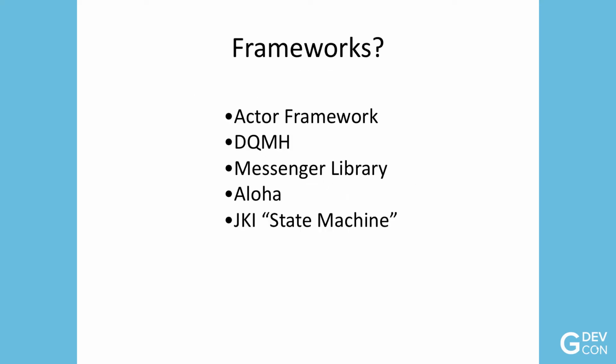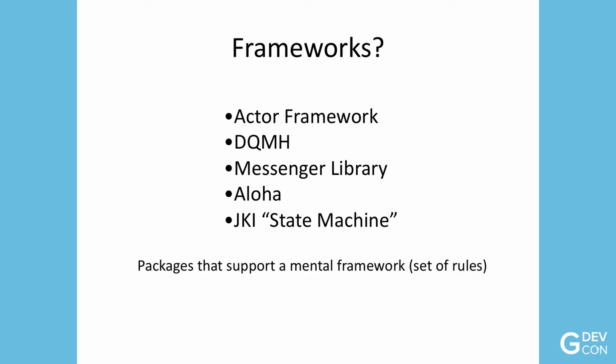So if you look at these frameworks, what we think of is they're actually packages of code and tools and templates. And I even include the JKI state machine because it really is kind of a framework. It's at least a guide. It's not so strict as others, but it's guiding you. These are packages that support a mental framework. So there's a set of rules that sit behind. Whoever has developed these, I've developed these using my understanding of what the rules are. Actor framework, slightly different set of rules. DQMH, slightly different set of rules. A lot of rules are the same, but they're also different.